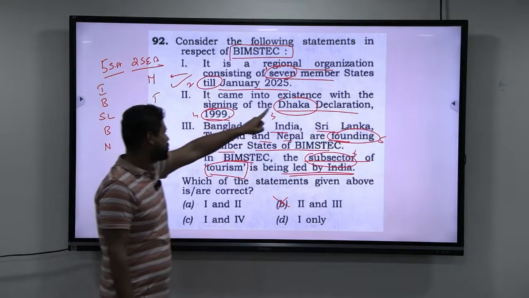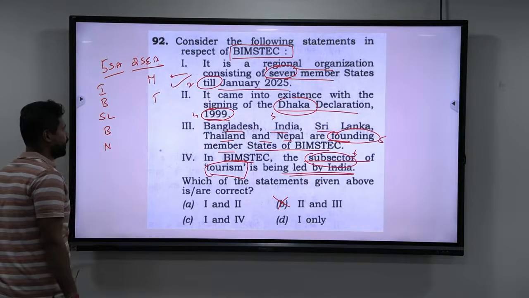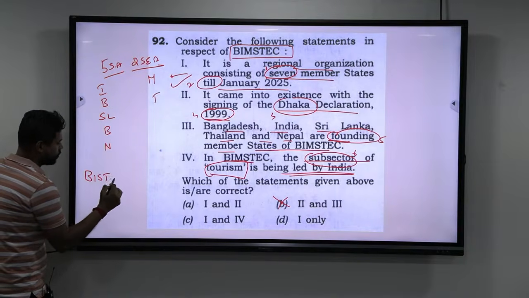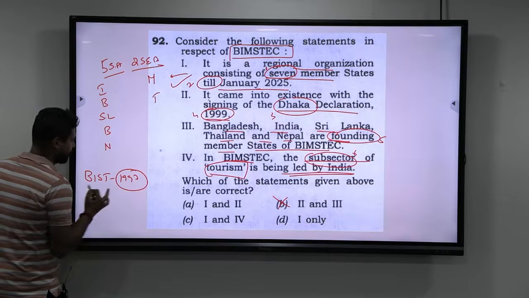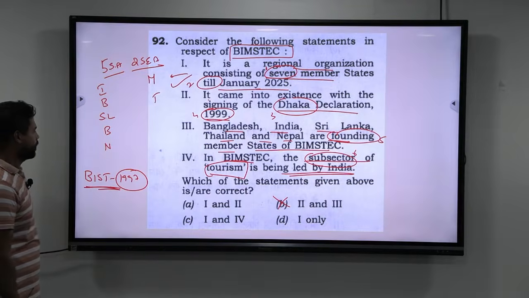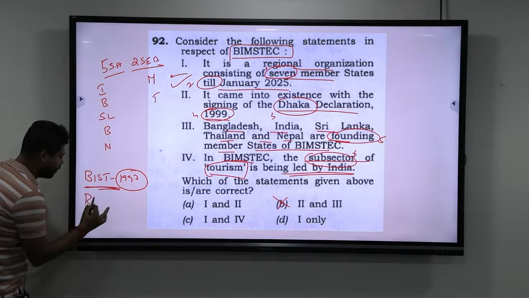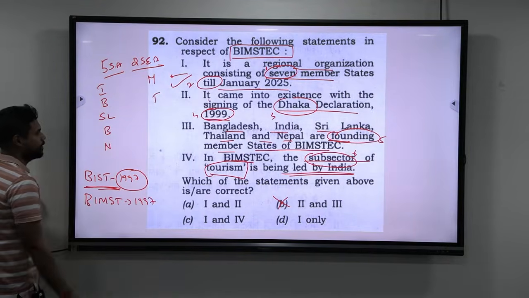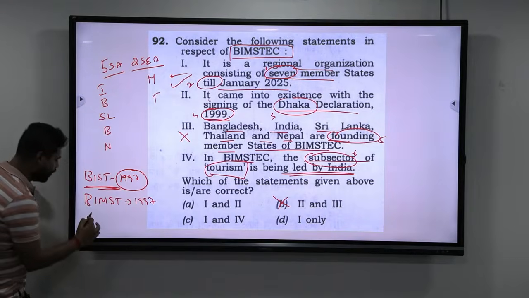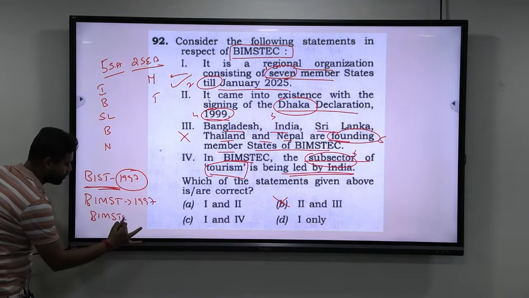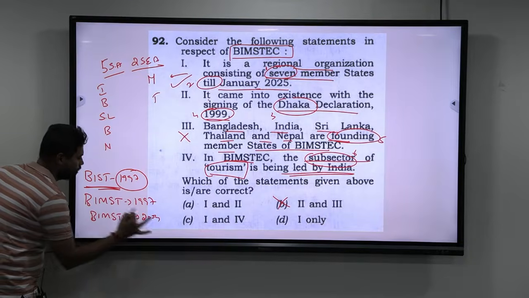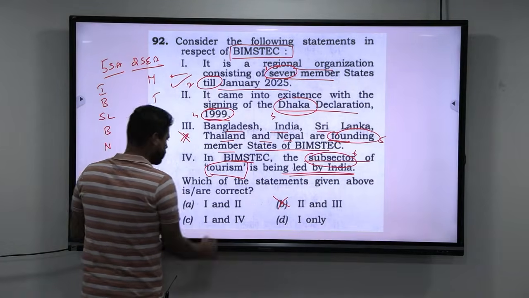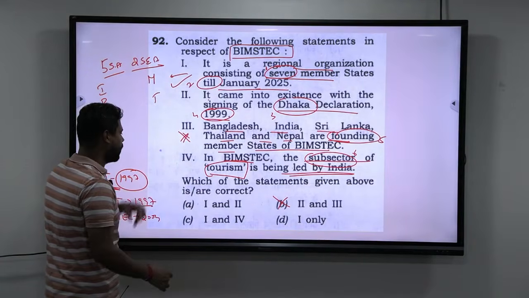Next, it came into existence with the signing of Dhaka Declaration in 1999. However, what I know is it was like this in 1997. So in 1997, this BIST came into picture. From this BIST, it went on to become BIMST. This also happened in 1997 only. So this particular thing is wrong. BIMSTEC was formed in 2004. So either way you take, this is not true. So the third statement is wrong. So look at this. Even if I know the third statement is wrong, I'm not able to eliminate anything.